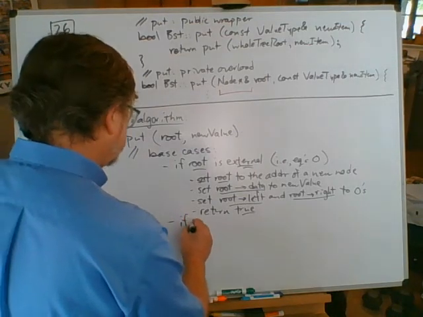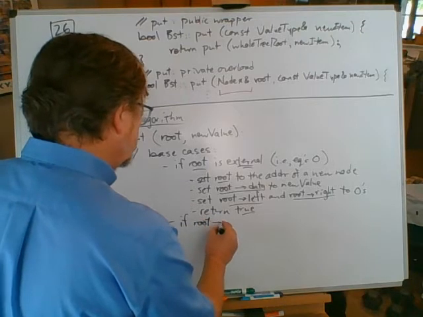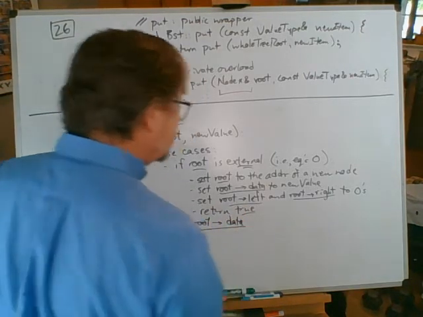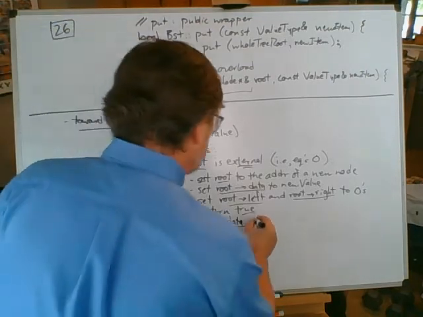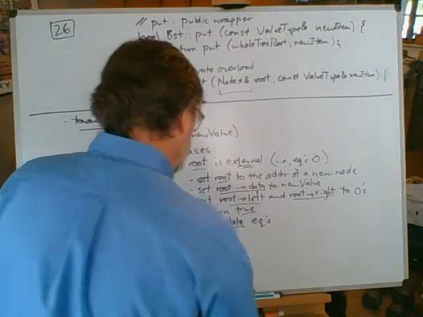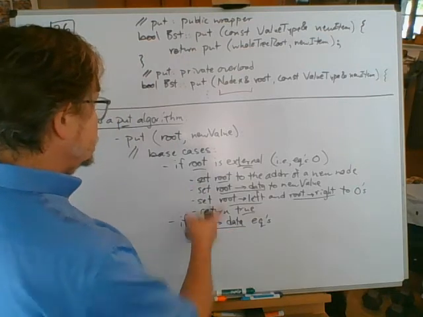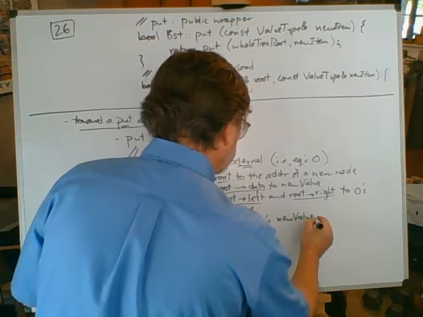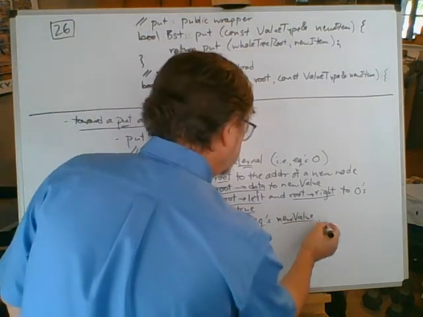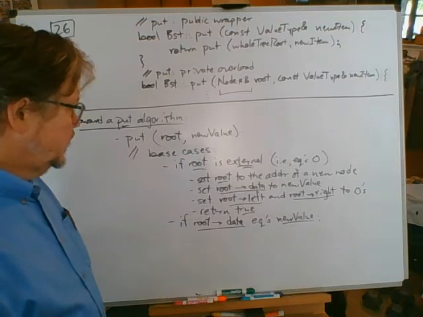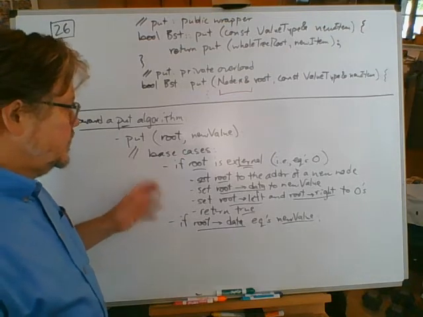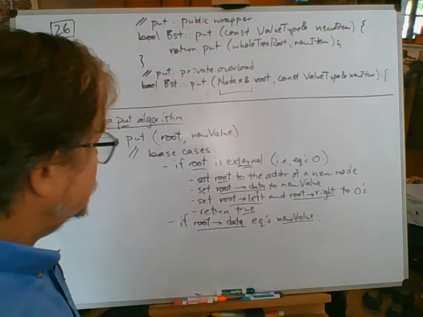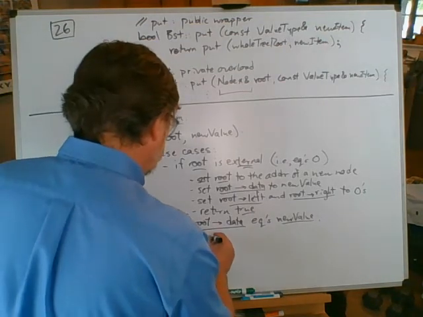If root arrow, what am I calling it? Data. And this is pseudocode, so I'm not going to write an equal sign. I'm going to do equals, EQs. If root arrow data equals new value, then set root to the address of another new node. Set data. No, you know better than that. If they're equal, there's no work to do. We get out of here. We're unsuccessful. Return false.